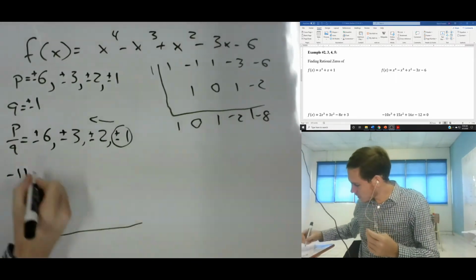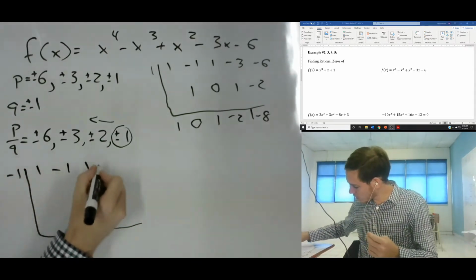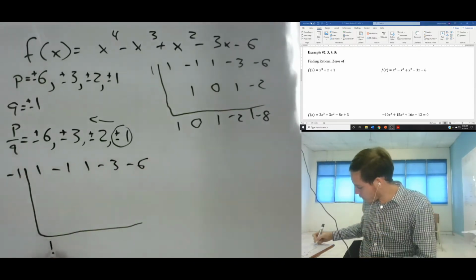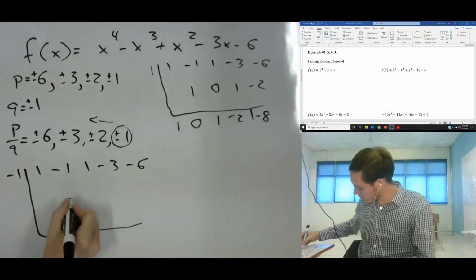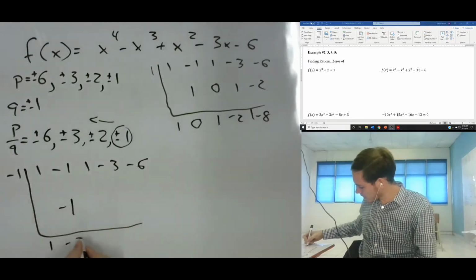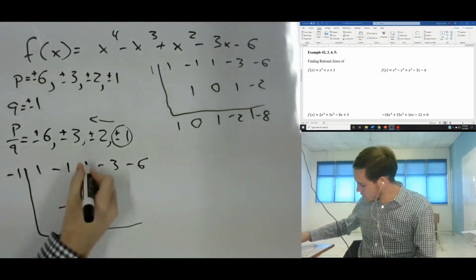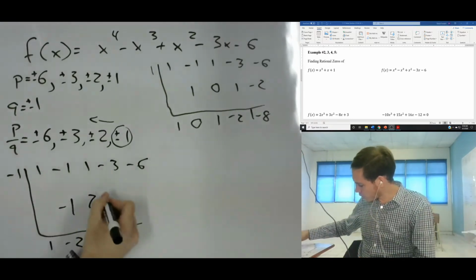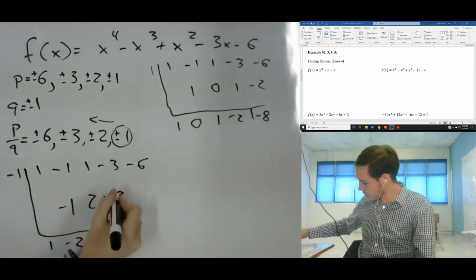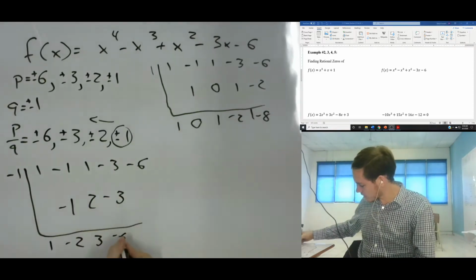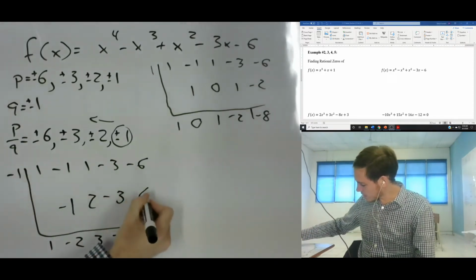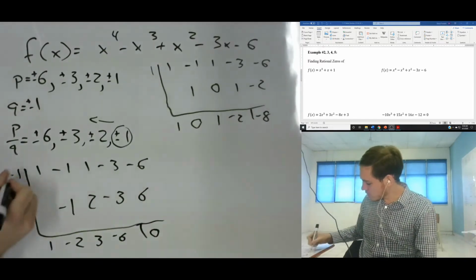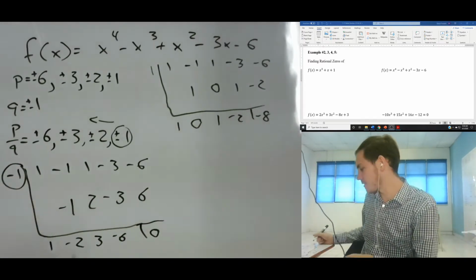So we have 1, negative 1, 1, negative 3, negative 6. Okay, we get 1. 1 times -1 is -1. Add these two together, -2. We get 2. 2 plus 1 is 3. 3 times -1 is -3. -3 plus -3 is -6. Times -1 is 6. 6 plus -6 is 0. So this is one of our zeros, okay?